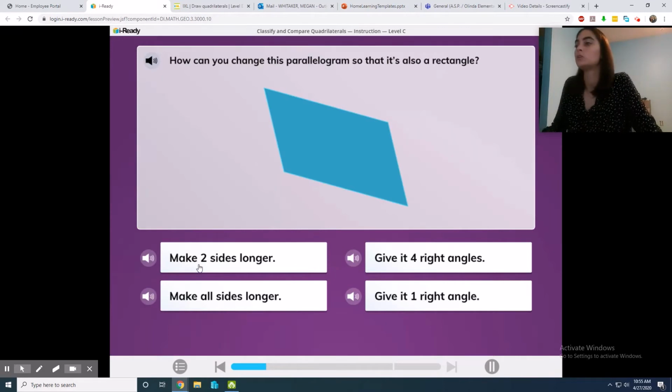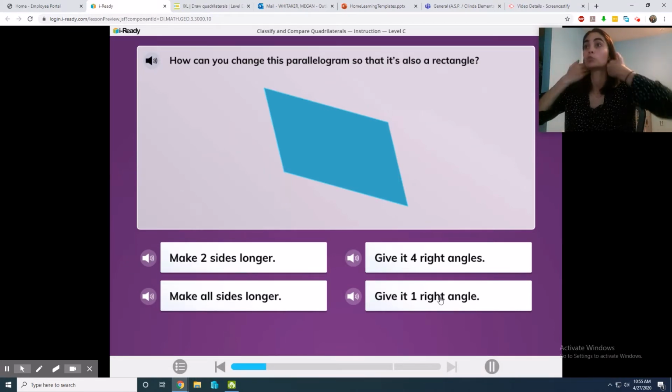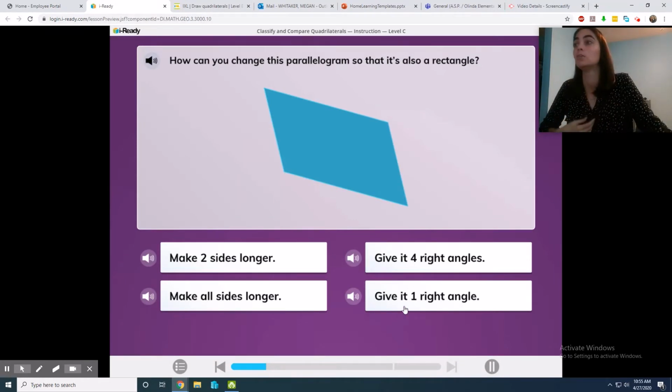So we could make 2 sides longer, make all sides longer, give it 4 right angles, or give it 1 right angle. If we're trying to make it a rectangle, it has 4 right angles. This one doesn't have any. This one is all crooked. So I'm going to give it 4 right angles.